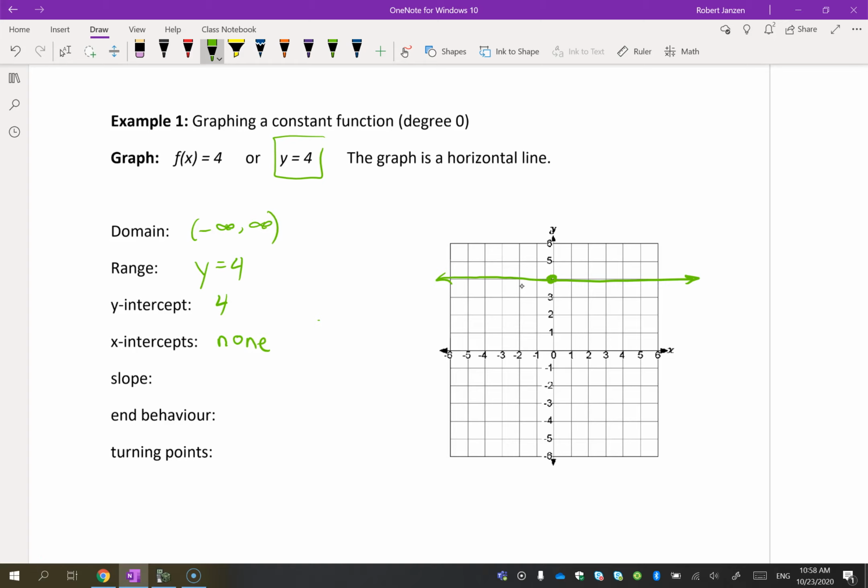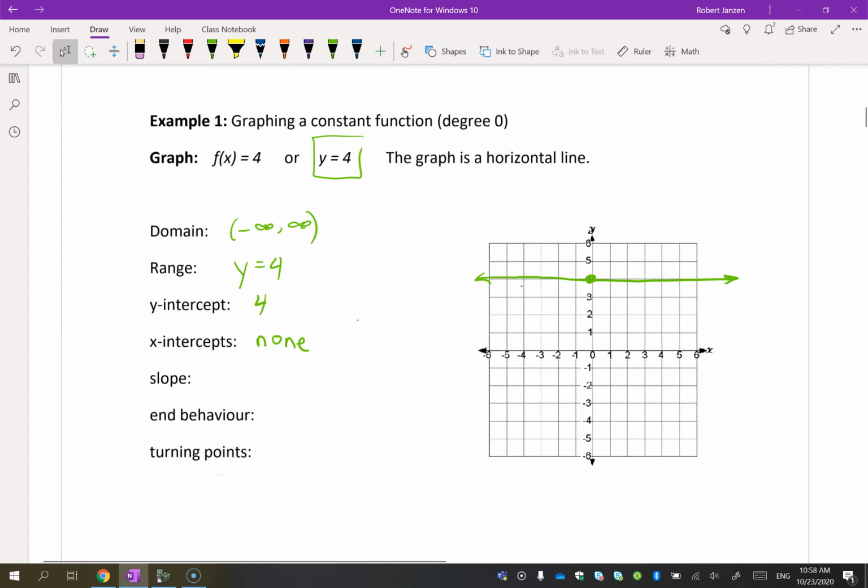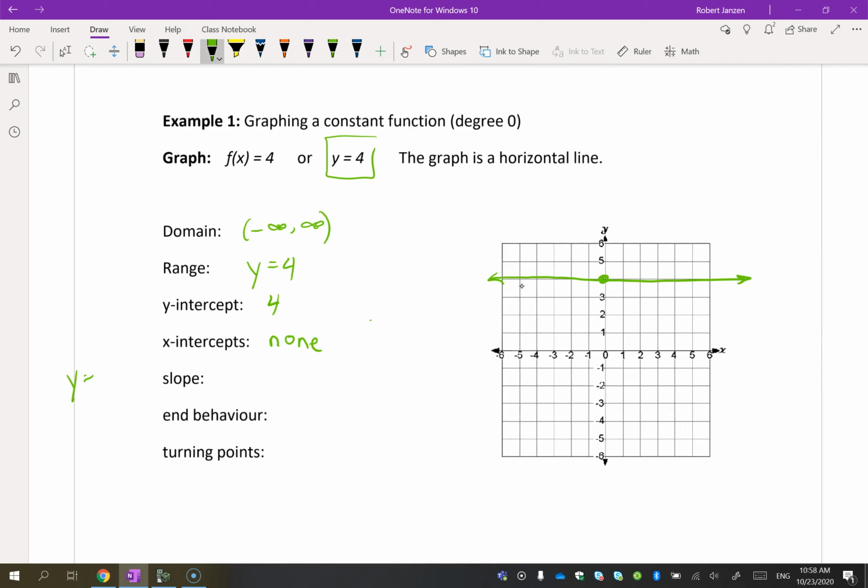Slope. Well, you have to go back to grade 10. If you remember y equals mx plus b, the slope was always the number in front of the x with a line. Well, this graph doesn't have a term for x. Really, it's y equals 0x plus 4. This has a slope of 0. And that should make sense. We have a line that is going straight across. It's not getting any higher or lower. It's not rising or falling.